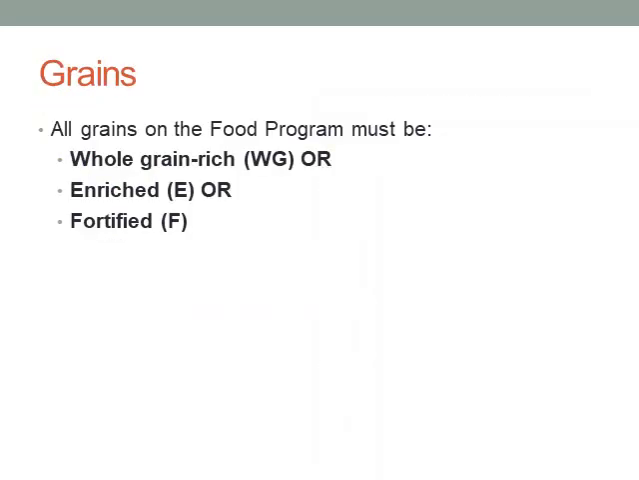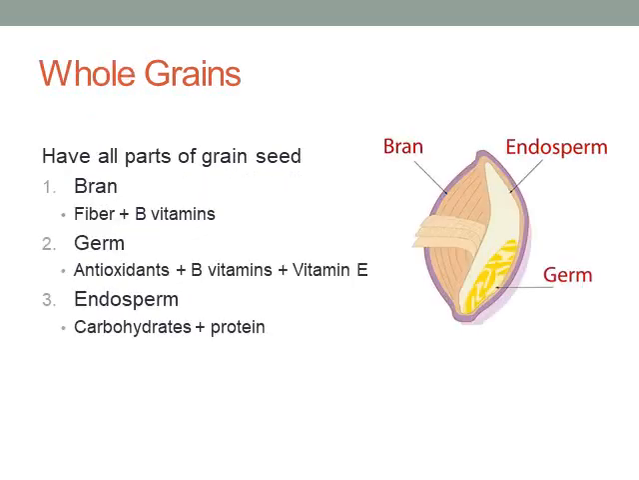All grains that are served on the food program must be whole grain rich, enriched, or fortified. I'd like to take a moment to explain what each of these terms means. Whole grains are the closest to the way that grains grow in nature. When grain seeds are harvested, they are whole and have all of their parts.